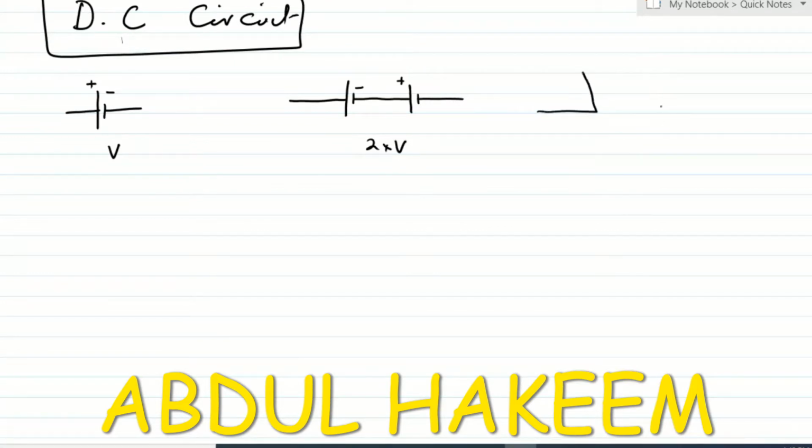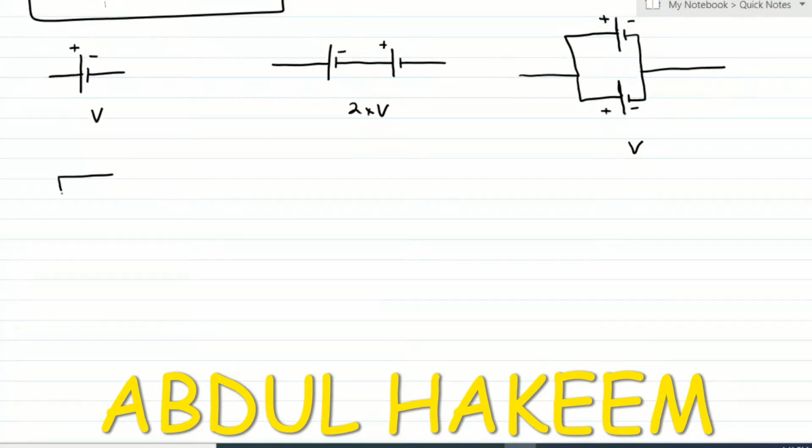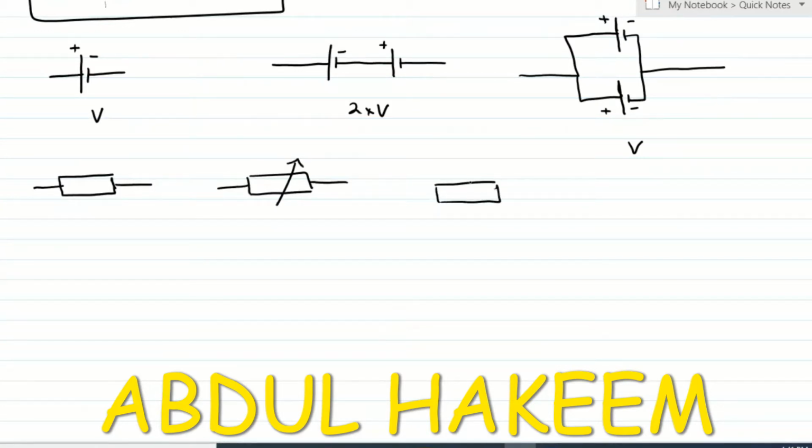But when batteries are connected in parallel, then positive must be connected with the positive and the negative must be connected with the negative. So positive, positive, negative, negative, and here the voltage remains same in parallel. But the current becomes double. Now, this is a fixed resistor. This is a variable resistor. This is also a variable resistor, but called rheostat.